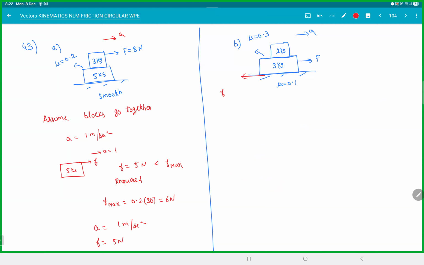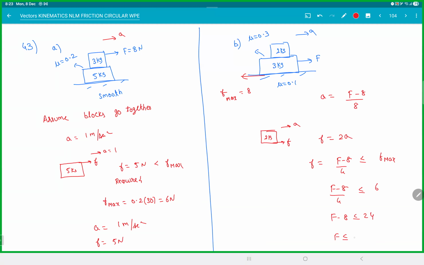So now see, if they're going to move together, that means the ground must be slipping. This F max must be equal to 8. Therefore, acceleration will be F minus 8 by 8. Then choose any one block. Friction will be forward. Acceleration F is equal to 2a, which is F minus 8 by 4. This must be less than equal to F maximum, which is 0.3 into 26. F minus 8 is 24, and F must be less than equal to 32. 32 is the maximum. Clear with this.